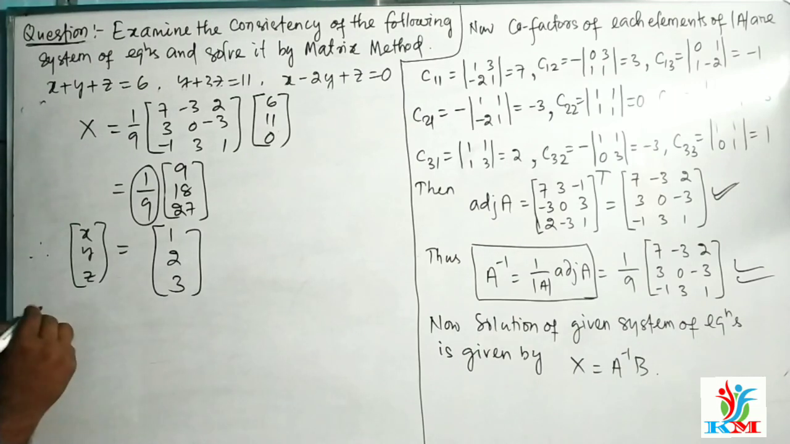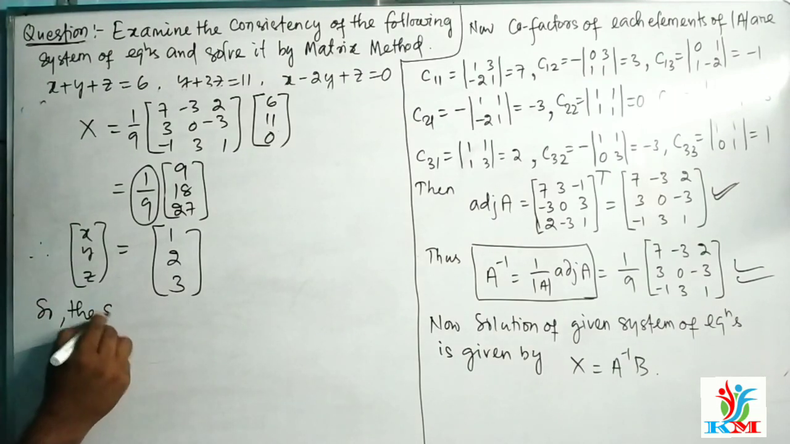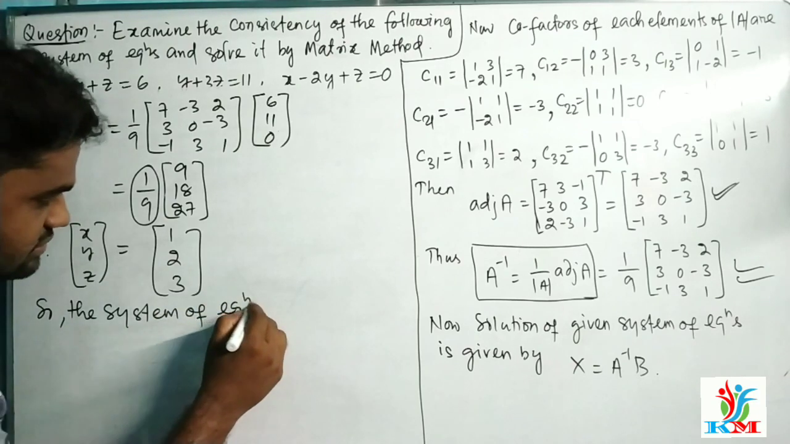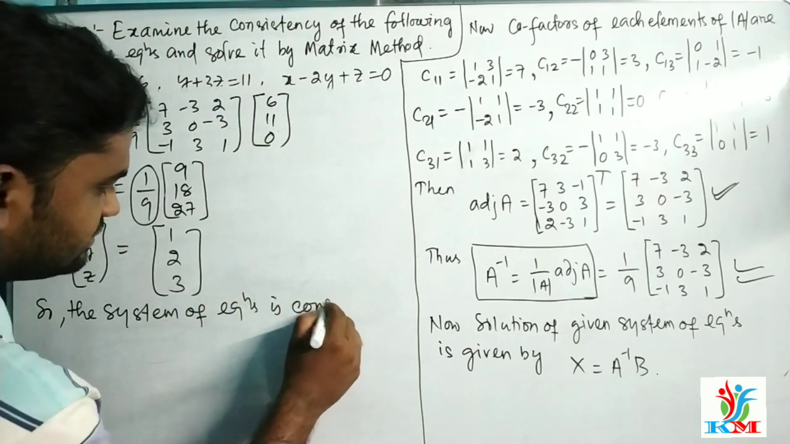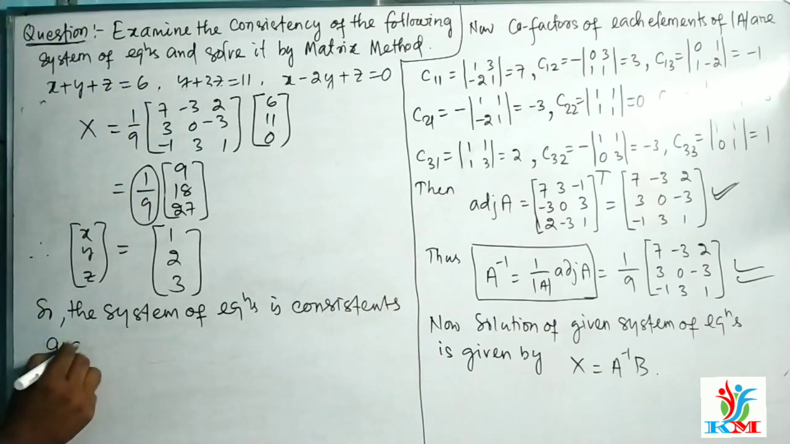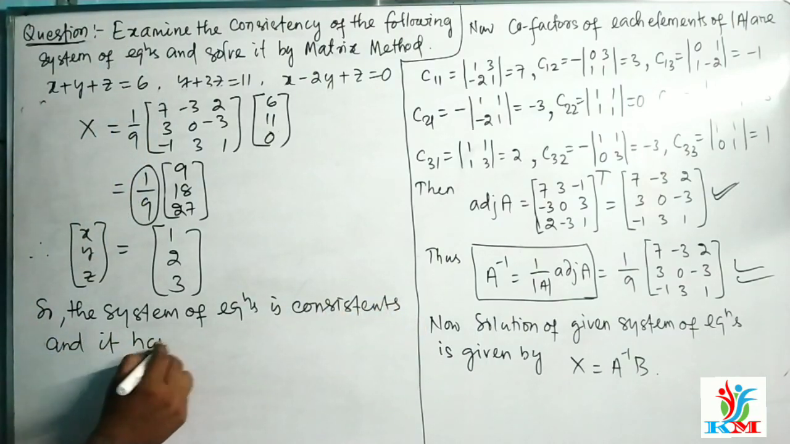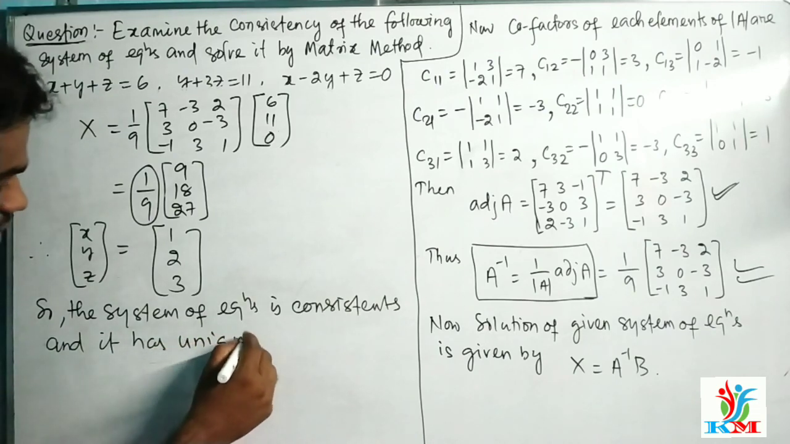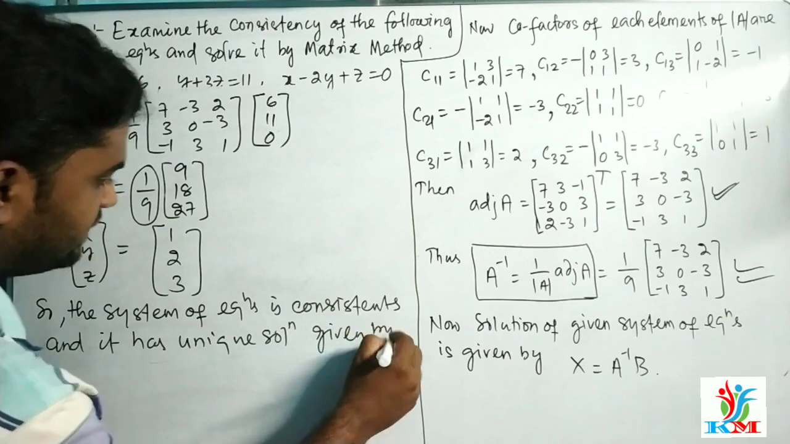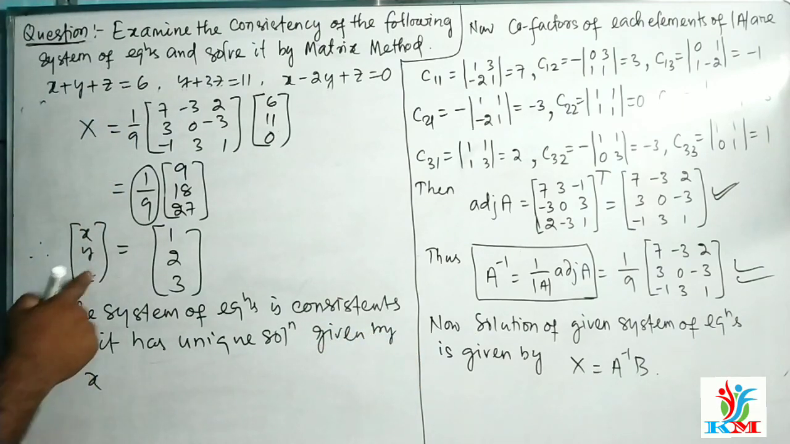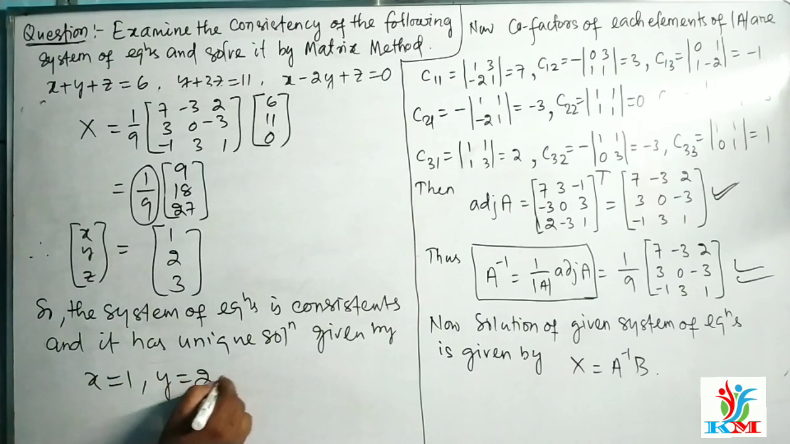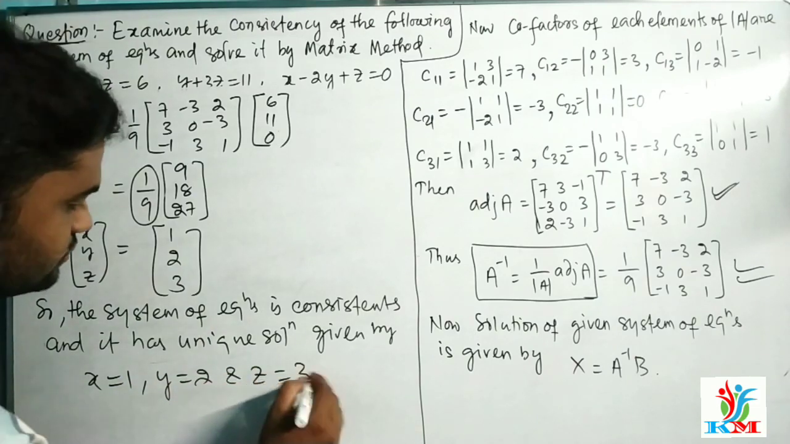Okay, so the system of equations is consistent and it has a unique solution given by equating these two matrices, we get x equal to 1, y equal to 2 and z equal to 3.